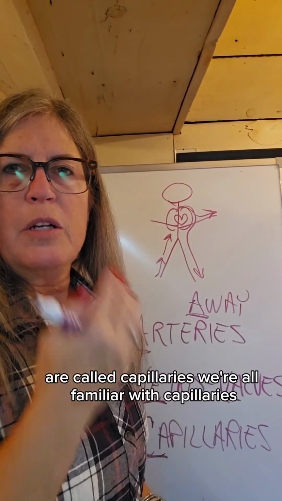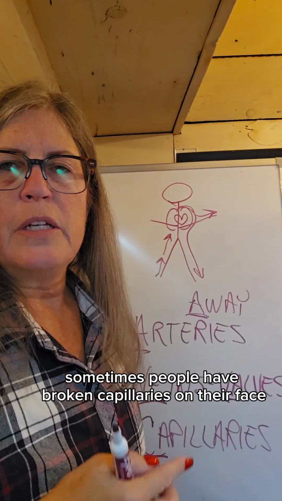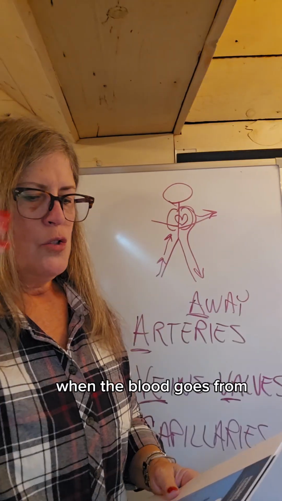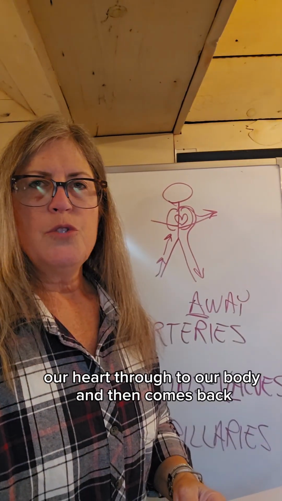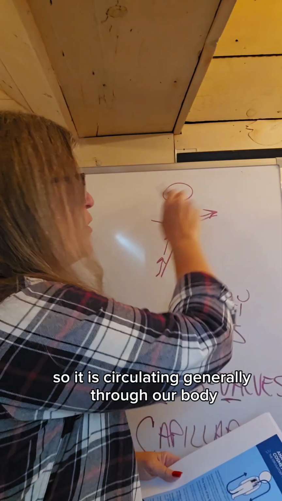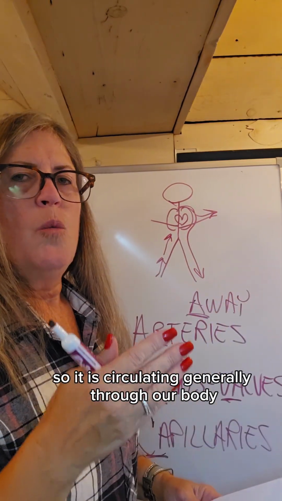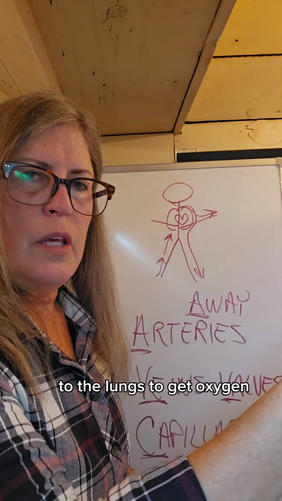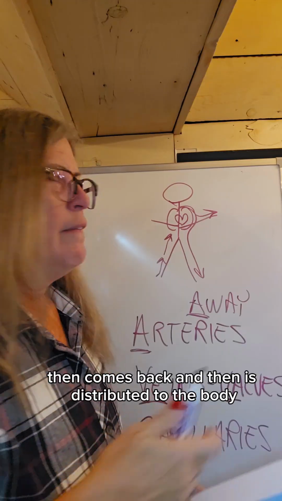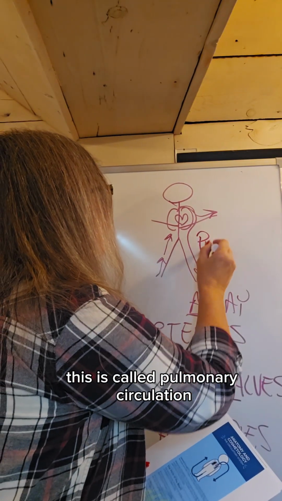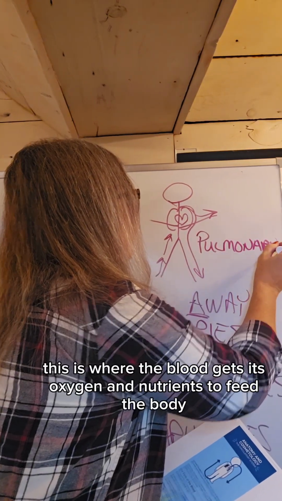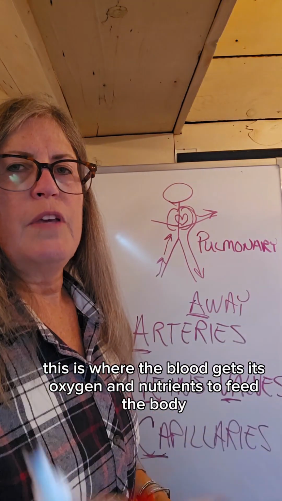We're all familiar with capillaries. Sometimes people have broken capillaries on their face. It's a very common thing. And the blood goes from our heart through to our body and then comes back. This is called the general circulation. So it is circulating generally through our body. When the blood goes to the lungs to get oxygen and comes back and then is distributed to the body, this is called pulmonary circulation. This is very important. This is where the blood gets its oxygen and nutrients to feed the body.